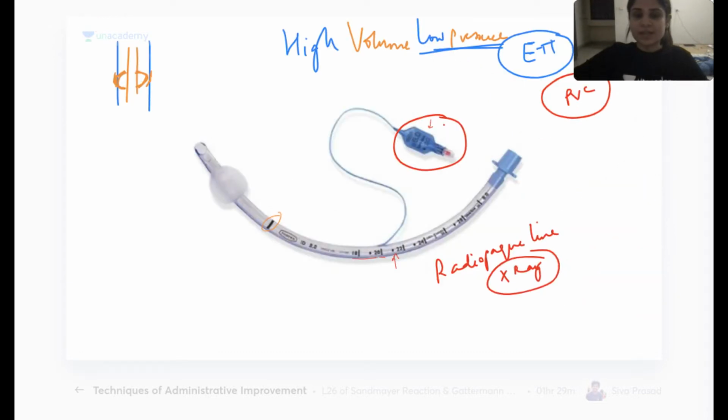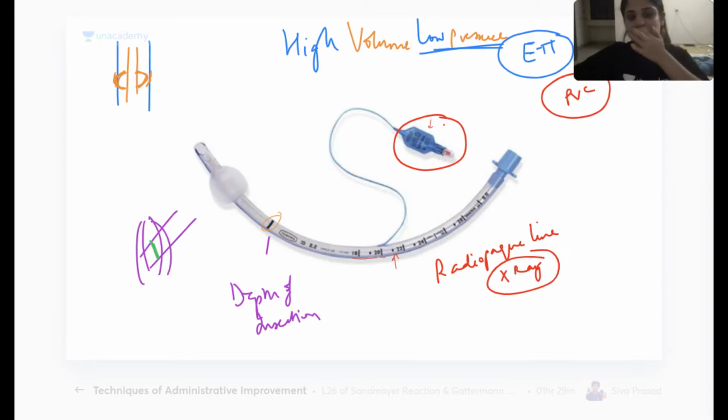Okay, while you are answering this, tell me what this transverse black line is. Yes, very good, Dr. AJ. So that is for correct position of the endotracheal tube. It basically tells you the depth of insertion of the endotracheal tube. If these are your vocal cords, whenever you put the tube inside, this black line should be present just at the level of the cords. So that will tell you the right depth of insertion of the endotracheal tube.